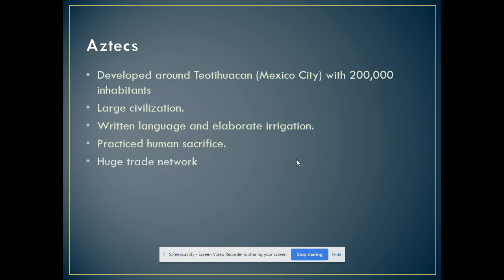They had a huge trade network that went all the way up to northern Mexico. It probably connected with Native American civilizations up in the present-day United States. They also had a trade network that went down through the Yucatan Peninsula into present-day South America, by trading with other people groups.